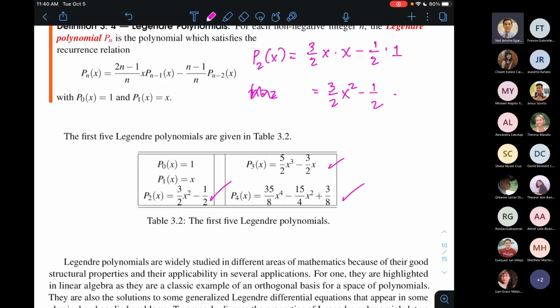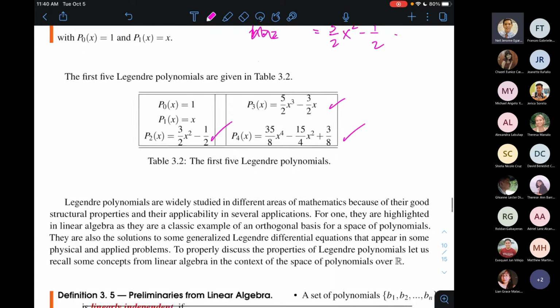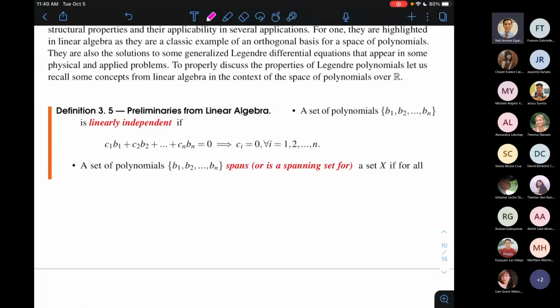Now, what are the nice properties of these Legendre polynomials? But to fully understand these properties of the Legendre polynomials, we need to look at some preliminary topics. Do you guys already took linear algebra or hindi pa?